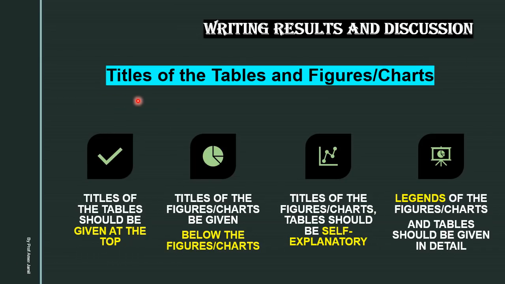So how to give titles of the tables, figures and charts. The titles of tables should be given at the top of the table, and titles of the figures and charts should be given below the figure or the chart. Another important thing is that titles of the figures, charts and tables should be self-explanatory. You shouldn't have to read the whole text to understand that particular table or figure. Similarly, legends of the figures, charts and tables should be given in detail to make them independent of the text as well.